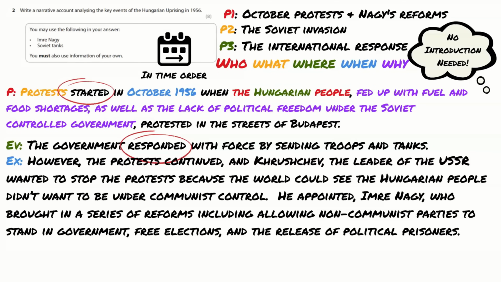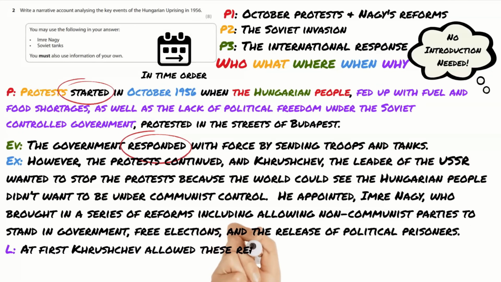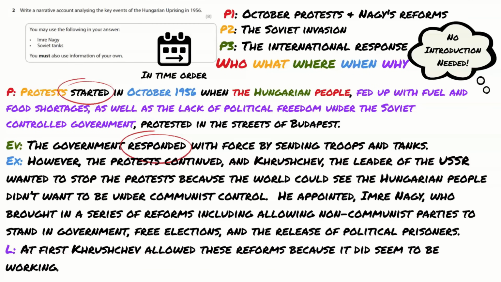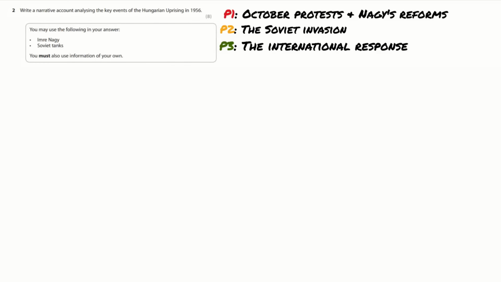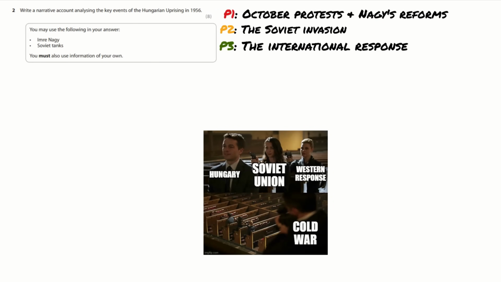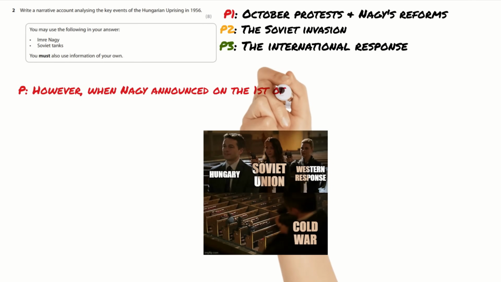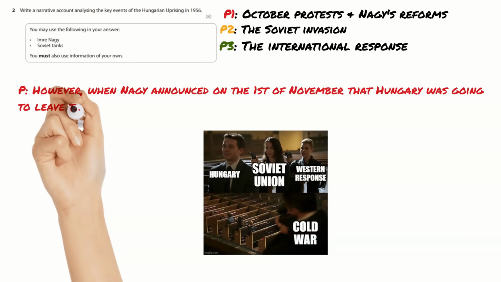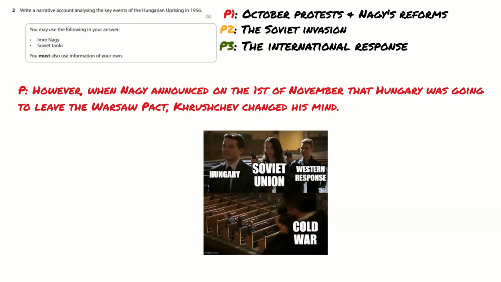At first, Khrushchev allowed these reforms because it did seem to be working. Here, I've used a time connective, at first, to show that in this paragraph, Khrushchev seemed to be supportive of the reforms. It links directly to the first sentence of the next paragraph, as we will see. My next paragraph starts with a link back to the previous sentence, so I'm just linking everything together here. However, when Nagy announced on the 1st of November that Hungary was going to leave the Warsaw Pact, Khrushchev changed his mind.